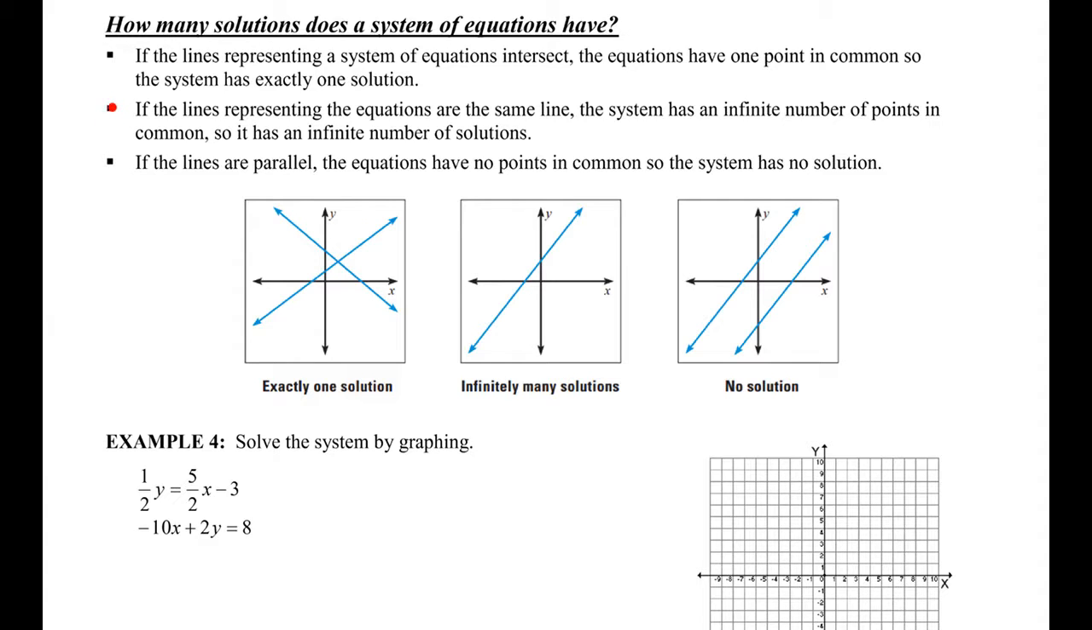If the lines representing the equations are the same line, the system has an infinite number of points in common, so it has an infinite number of solutions, pictured in the second image below. And the third type is if the two lines are parallel, they have no points in common, so the system has no solution. Because the two lines have the same slope, they will never meet, and therefore they have no solution.